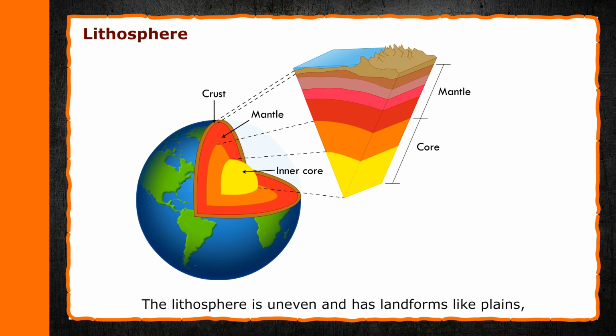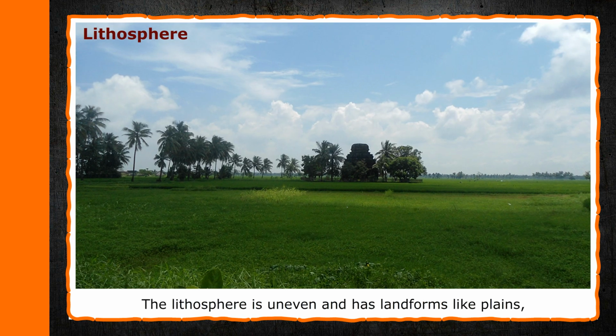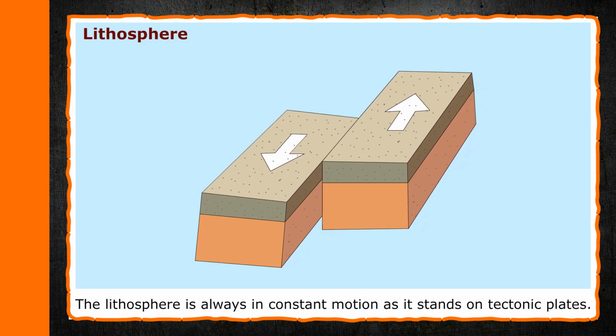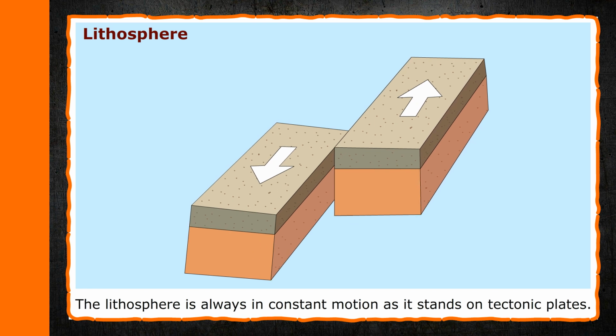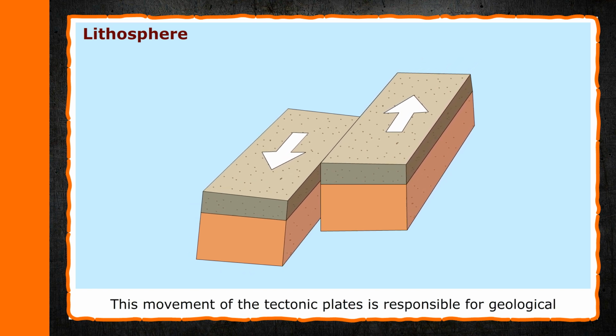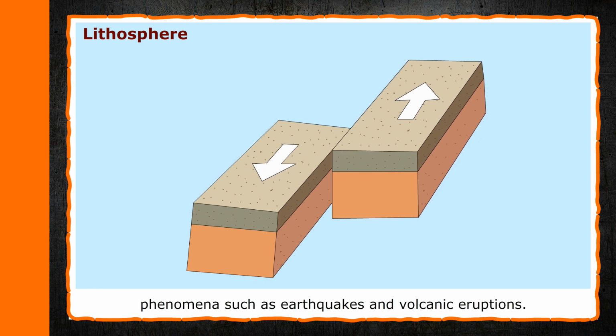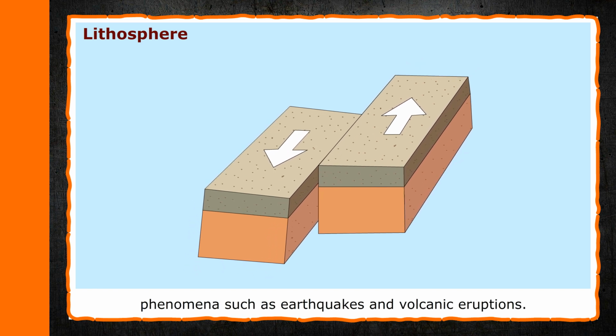The lithosphere is uneven and has landforms like plains, mountains, and deserts. The lithosphere is always in constant motion as it stands on tectonic plates. This movement of the tectonic plates is responsible for geological phenomena such as earthquakes and volcanic eruptions.